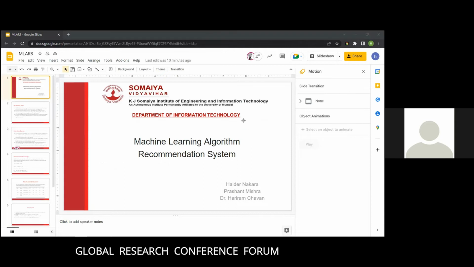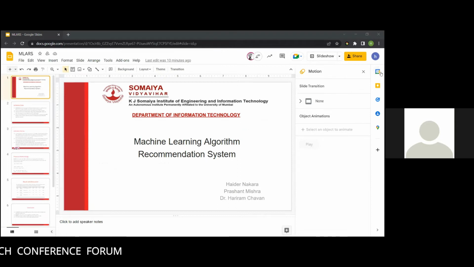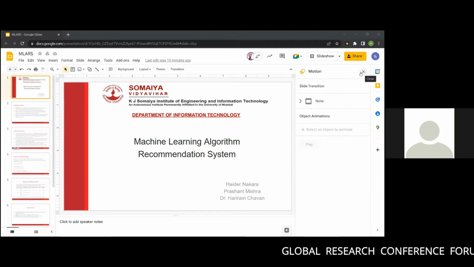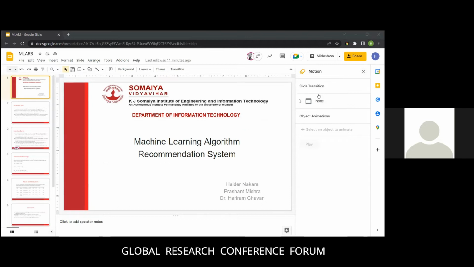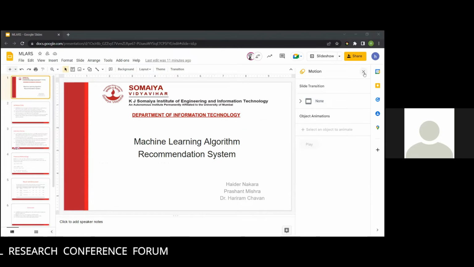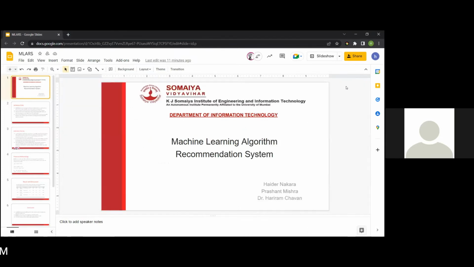So what are the major recommendation systems using machine learning? Can you repeat that question? So what are the recommendation systems you proposed based on the machine learning algorithm? Yes. So basically, it is a library in which you give your data set and it will recommend the best algorithm for that data set.